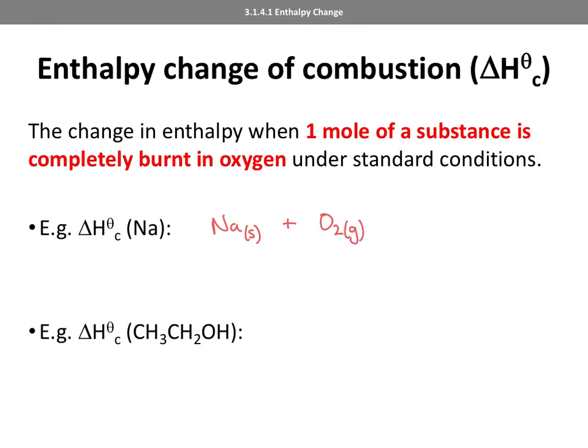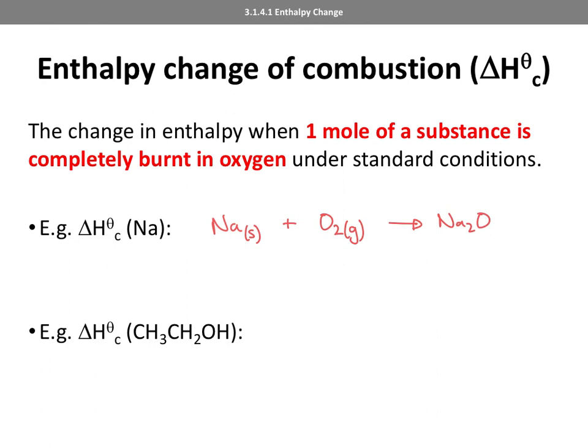And then we have to think of our product. If you remember, even from lower down in school, a metal plus oxygen equals a metal oxide. So this is going to be sodium oxide, and it is a substance that you need to be able to work out the formula for. So I'm just going to write the formula. It's Na2O.